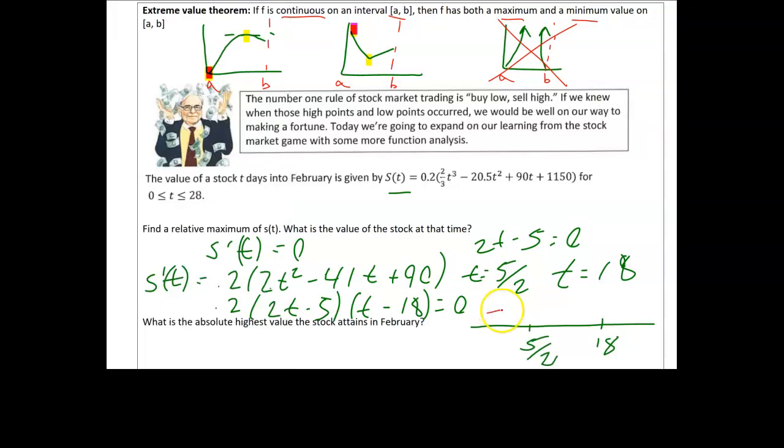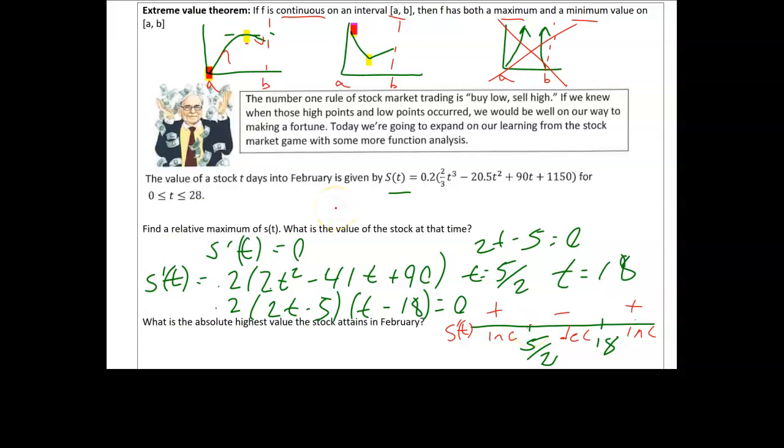So we got positive, and then negative in the middle from 5 halves to 18, and then positive again. So remember, this is my derivative. We'll label it s prime of t. So what this means is s is increasing, decreasing, and then increasing again. Well, in my little sketch up here, my maximum was this point. It looks like I'm going upwards to its left, downwards to its right. So we want the point where the function goes from increasing to decreasing, and that is here.